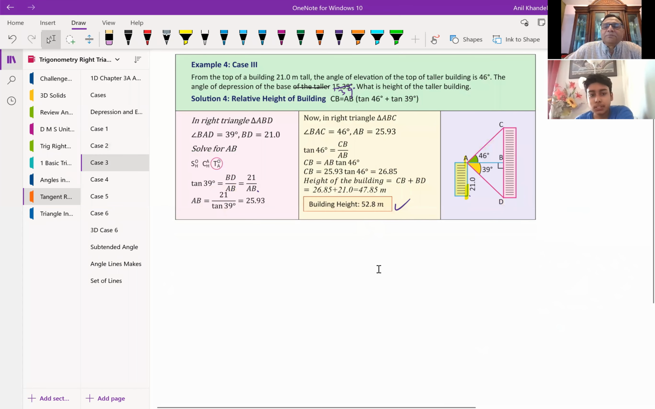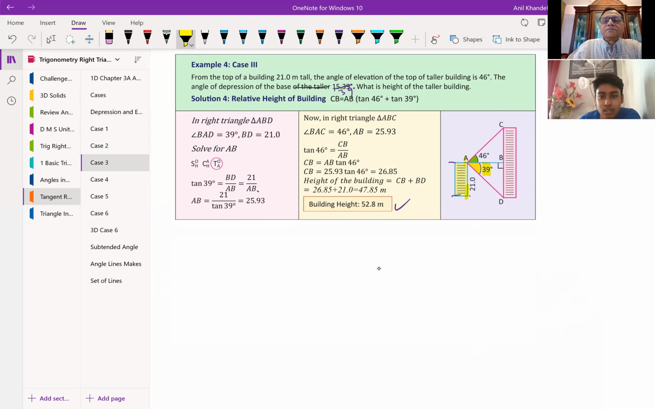Okay, let's take another example here. This is the example where I said that from one building, we are trying to find the height of the other building. We can measure angle of elevation and angle of depression from the smaller building. Can you please read example number 4? From the top of the building, 21 meters tall, the angle of elevation at the top of the taller building is 46 degrees. The angle of depression of the base, 39 degrees. What is the height of the taller building?